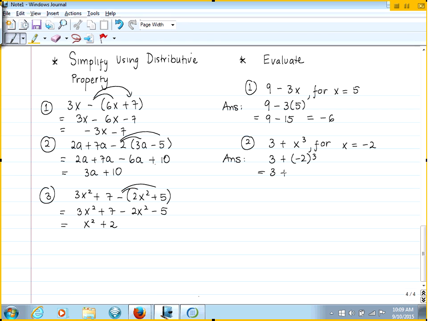What is negative 2 cubed? Negative 8. So 3 plus negative 8? Yes. Alright? Good.